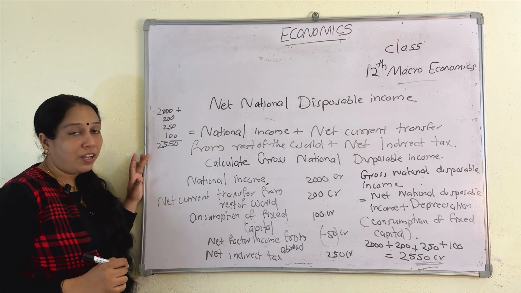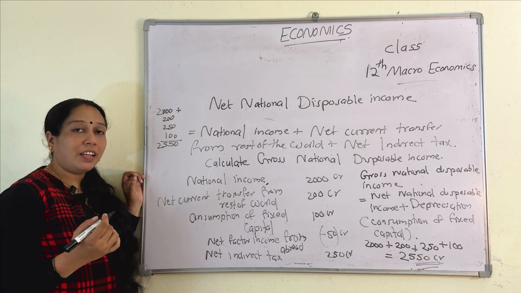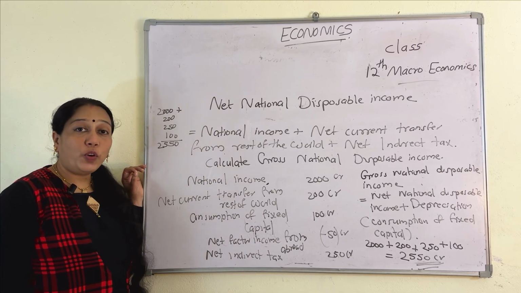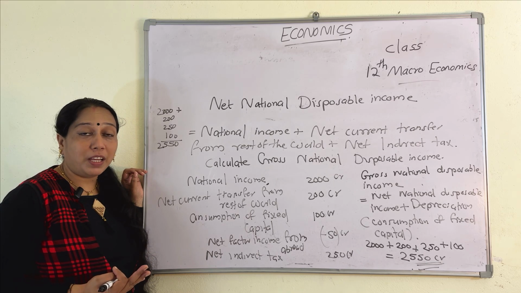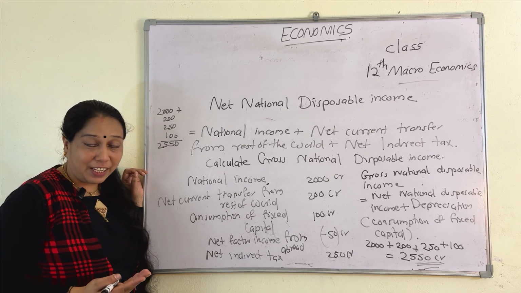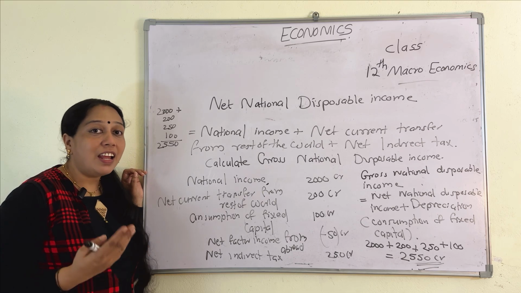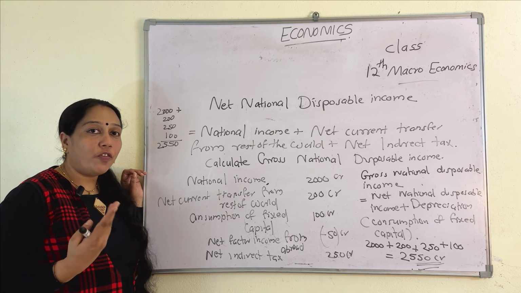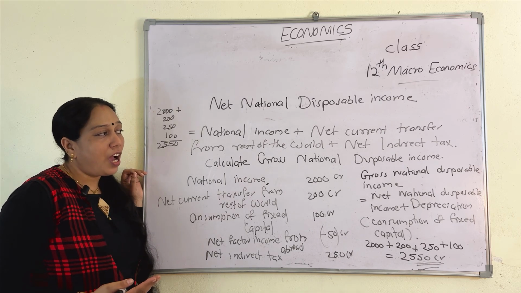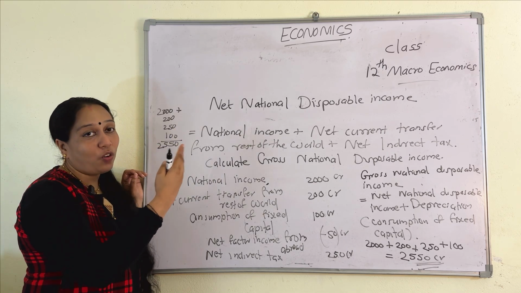Okay, all of you understood? I think today's class also you understood. So today we studied national disposable income, gross national disposable income, how to find out the private income, and personal disposable income. I think all of you understood all the problems and you can practice this. You can write down the notes.